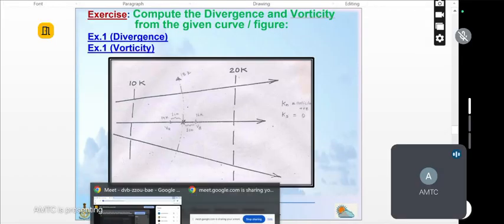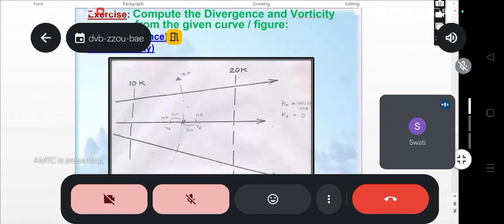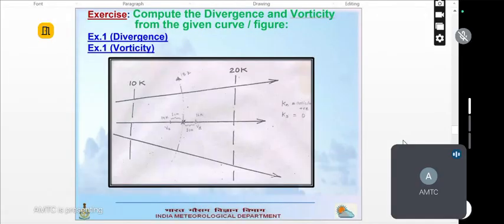Are you listening to me? Yeah, many people are there. Yes, sir. But nobody is responding. In these three streamlines, is there a velocity term, yes or no? If yes, why? If no, why?